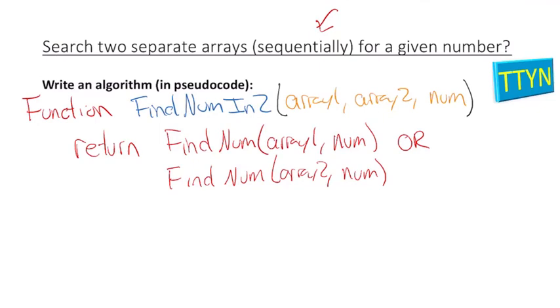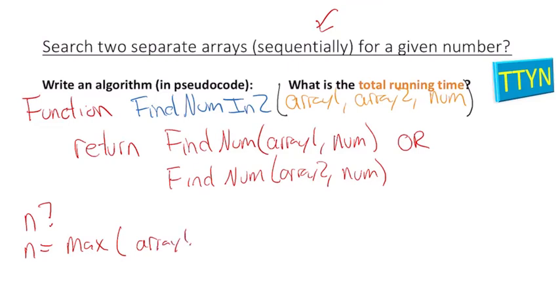Alright, so what is our total running time for this find num in 2 function? Well, we need to think about a couple of things here. First is, what is n? Is it sort of the length of array 1 plus the length of array 2? I think something that makes more sense for n is we can just say, notationally, n is going to be the max of array 1 dot length and array 2 dot length.